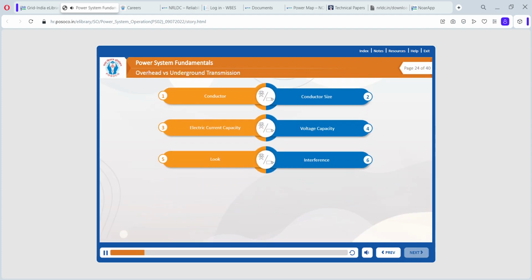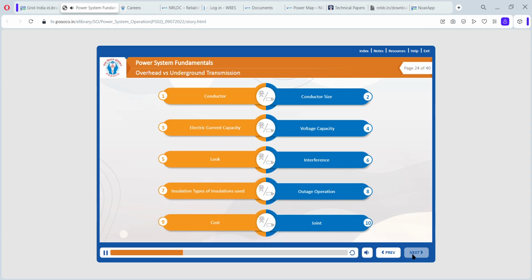Now that we have understood the two types of transmission, let's analyze the differences between the two and know which one is the most preferred. Click each feature to learn the differences.